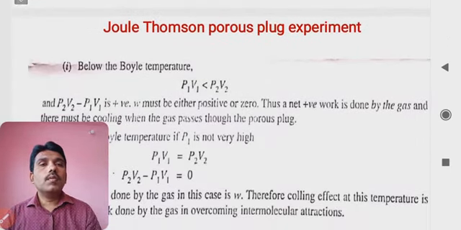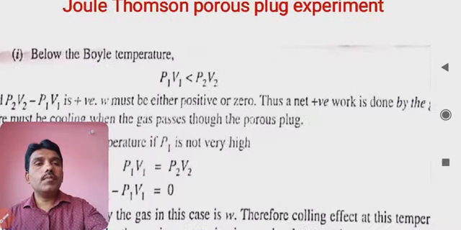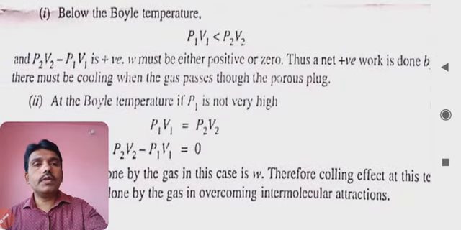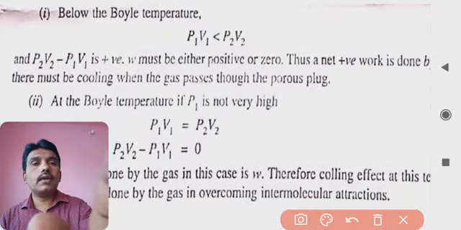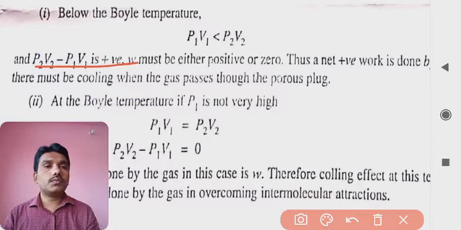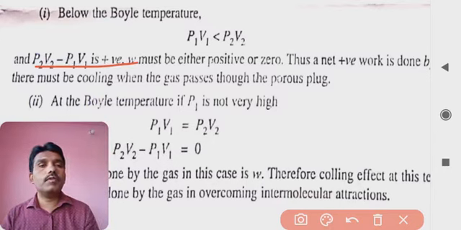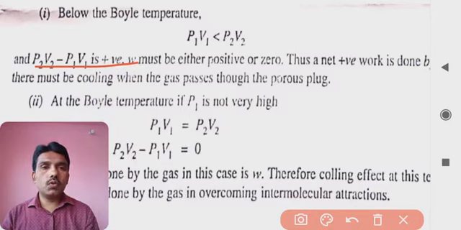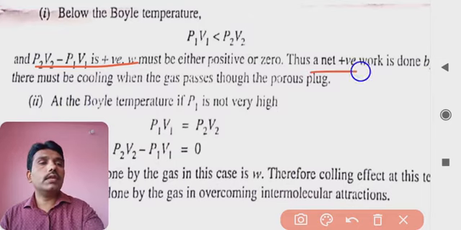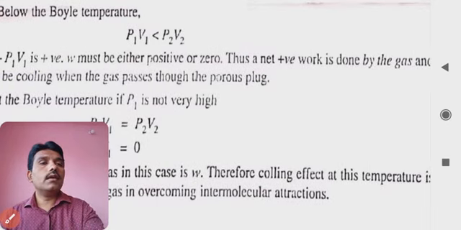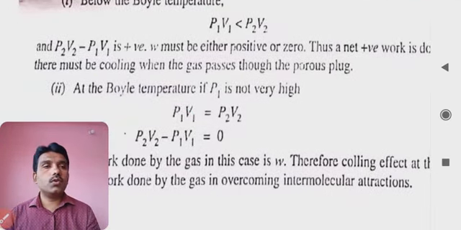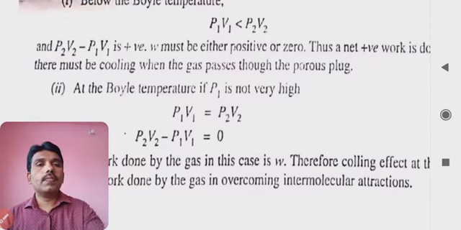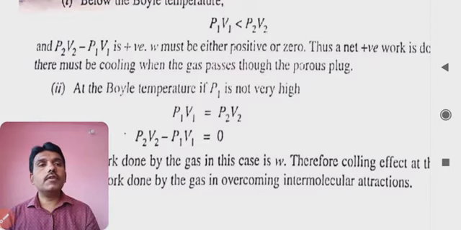Below the Boyle temperature, if P1V1 is less than P2V2, that is, if the left hand side P1V1 is less than P2V2, then the output is positive: P2V2 minus P1V1 will be positive, and W must be positive or 0 in that case, and net positive work is done. In this case the work done by the gas is positive, and there must be a cooling effect when the gas passes through the porous plug. So here we get to see only a cooling effect.